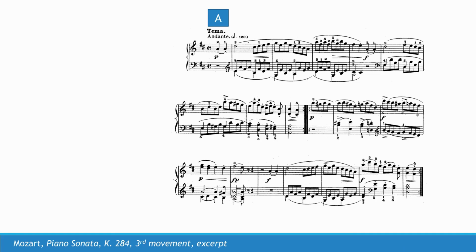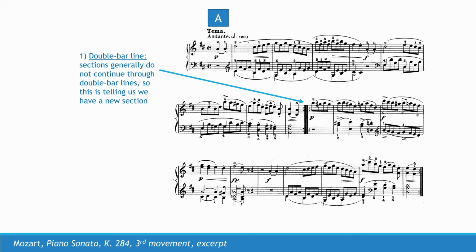You probably noticed some pretty distinct features as you were looking through here. You immediately probably noticed the repeat sign. Repeat signs are generally going to be indicators of form divisions. They don't tell us everything we need to know, but they do tell us there's a significant division of group 1 and group 2 material. We can use that to help determine things, but they're not going to be the only indicators. Sometimes you'll have section changes that don't conform to double bar lines. Double bar lines, though, do impact sections because sections generally do not continue through double bar lines. So this is confirming what we already suspected, that this is a new section of material.